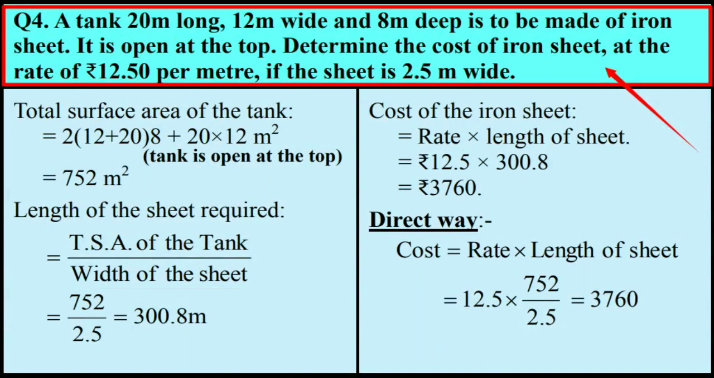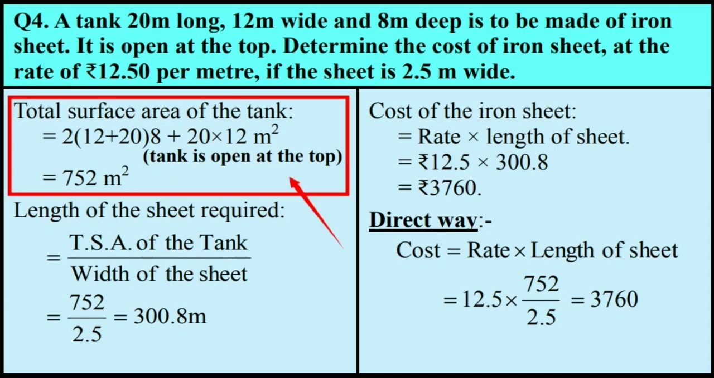Next question, question number 4. A tank 20-meter long, 12-meter wide and 8-meter deep is to be made of iron sheet. It is open at the top. Determine the cost of iron sheet at the rate of rupees 12.5 per meter if the sheet is 2.5 meter wide.